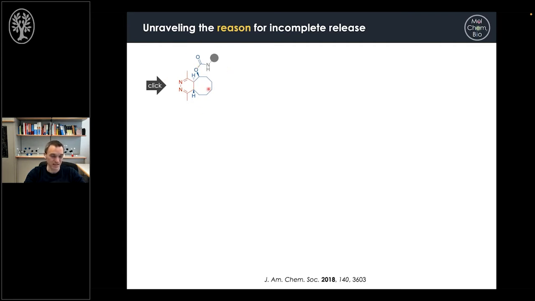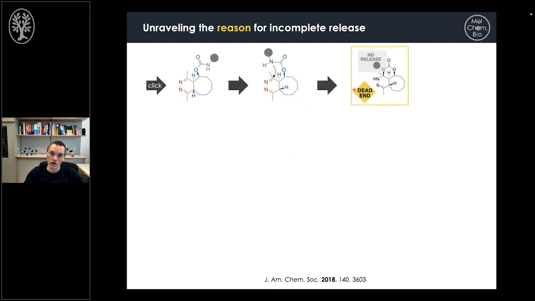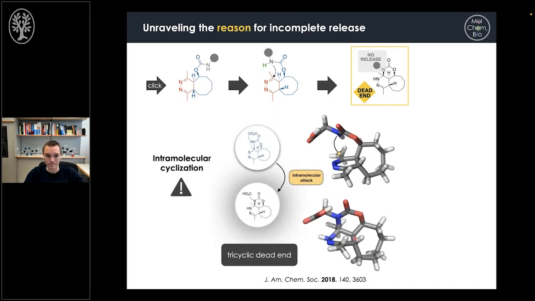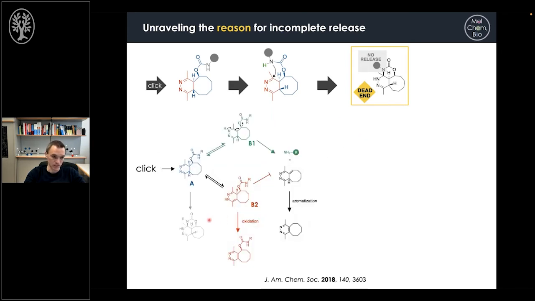It's always hard when drawing something in 2D, as we're all used to do, because what's actually happening here is that this initial click product and this carbamate functionality can undergo a nucleophilic addition and form, as we call it, a tricyclic dead end tautomer. And this one is no longer releasing. Sounds a little weird, or looks a little weird to draw it like this, but when looking at this in 3D, using model compounds, you can clearly see that this is actually not a far distance to achieve. So knowing of this tricyclic dead end, we basically added it to this reaction scheme as shown here.